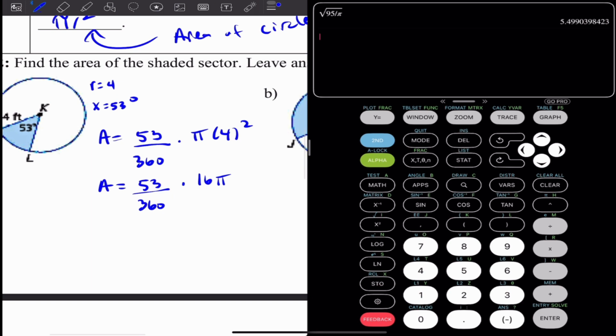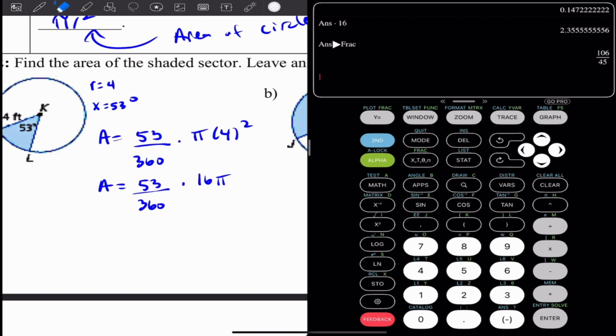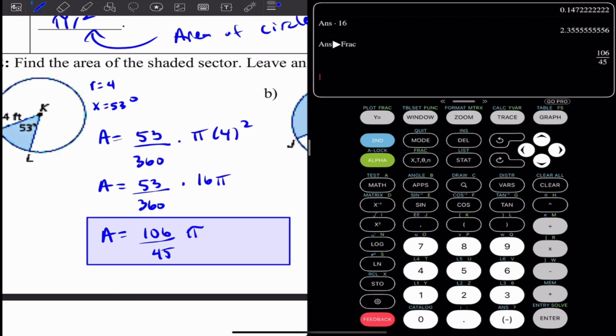So you're going to do 53 divided by 360. Hit enter. Then you multiply that by 16. Don't multiply the pi. Don't factor in the pi. You have this decimal here, and you're going to convert that decimal into a fraction. Math, enter, enter. So your area is equal to 106 over 45 pi. But don't forget the units. It's feet squared.